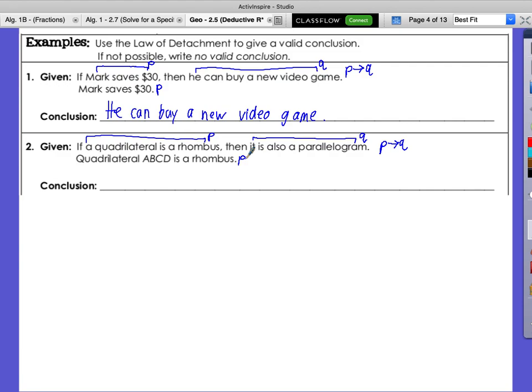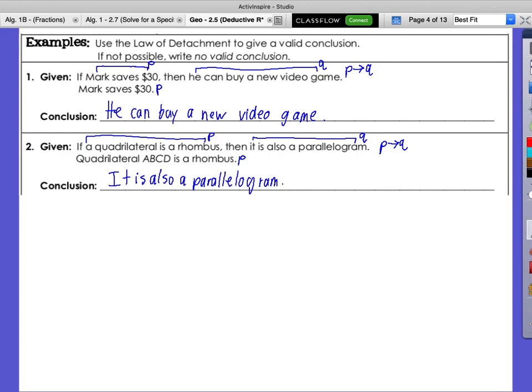So what conclusion can we draw? We can say ABCD is also a parallelogram. If we wanted to, we could actually say quadrilateral ABCD is also a parallelogram. Our law of attachment tells us that if we're given the first part is true, we can say the second part is automatically true. Questions on 1 and 2?